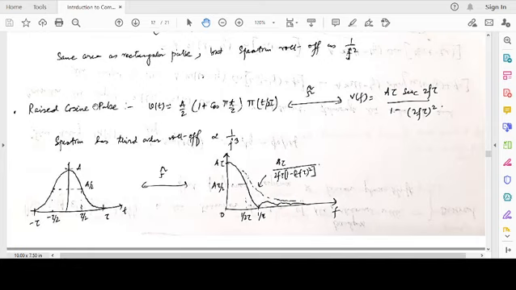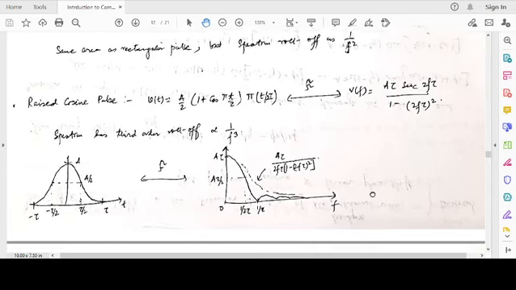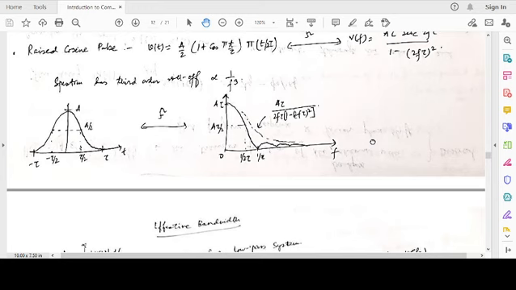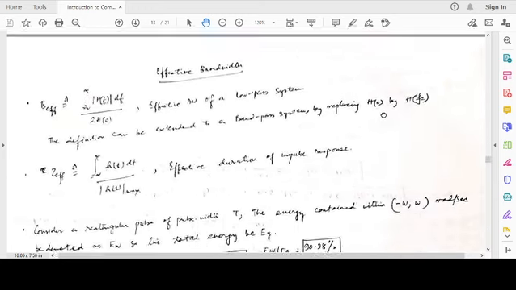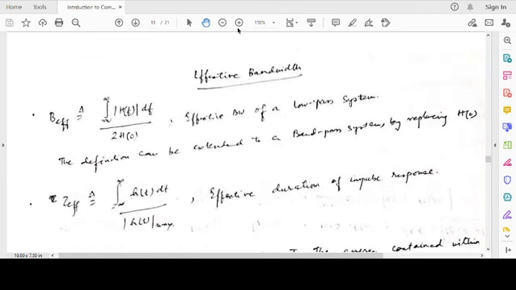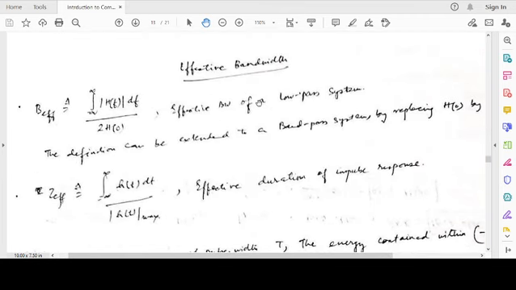It is to be noted that there are other variants of these root raised cosine pulses and so forth. We'll not go into those details in this discussion. Let's study something known as bandwidth. What do you mean by bandwidth of these pulses? So we'll study something known as effective bandwidth.